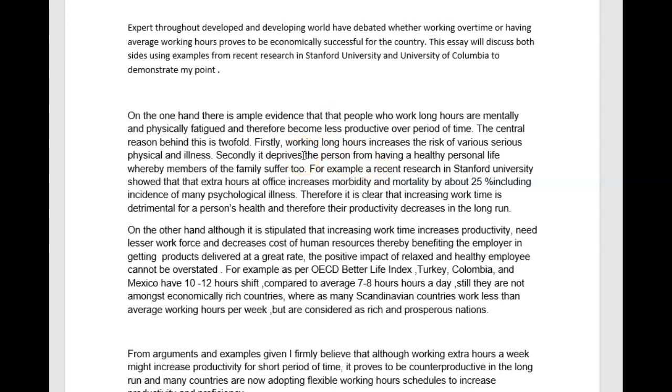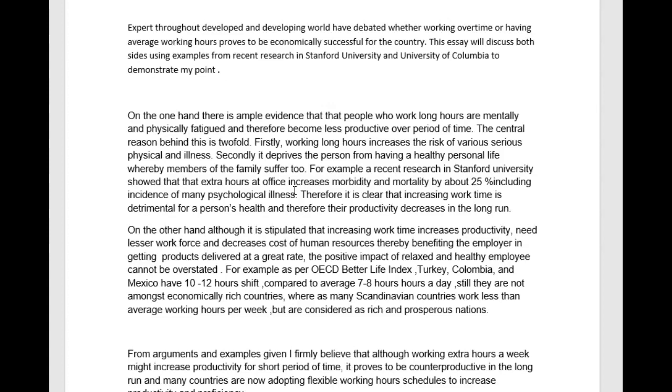For example, a recent research in Stanford University, get rid of the A, it's recent research from Stanford University showed that extra hours at the office increases morbidity and mortality by about 25%, including incidence of many psychological illnesses. Therefore, it is clear that increasing work time is detrimental for a person's health, and therefore their productivity decreases in the long run.